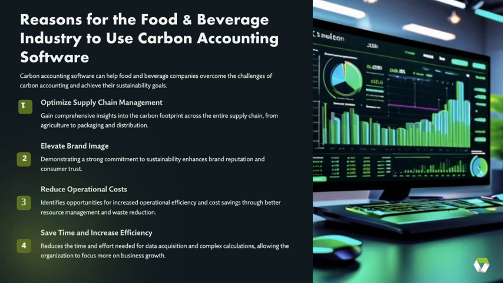So, what are the reasons that you should use carbon accounting software? The first reason is that you can optimize your supply chain management because you'll gain comprehensive insights into the carbon footprint across your entire supply chain, from agriculture to packaging and distribution. By understanding and managing emissions throughout the supply chain, food and beverage companies can pinpoint areas for improvement and collaborate with suppliers to adopt sustainable practices, ultimately lowering overall emissions.